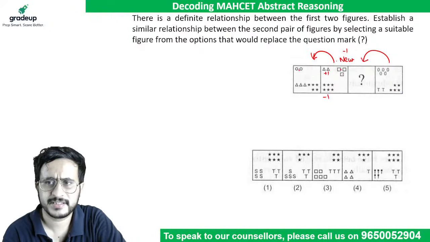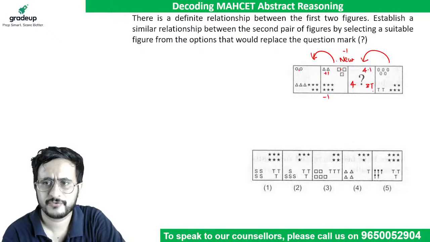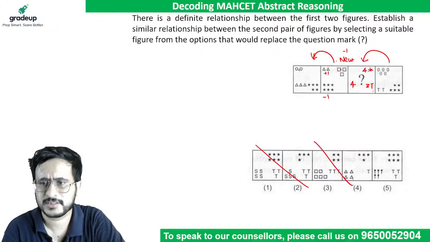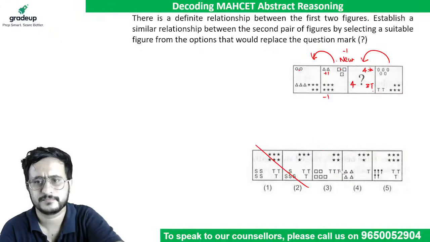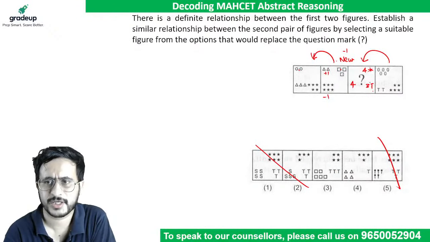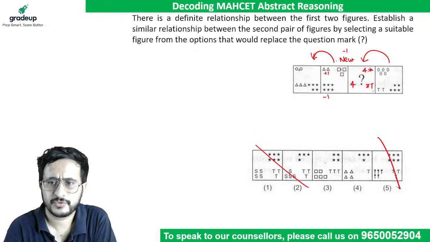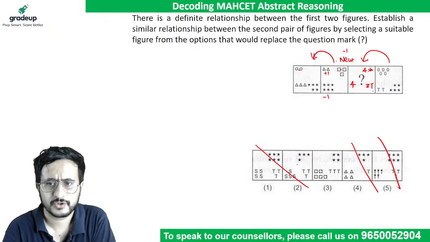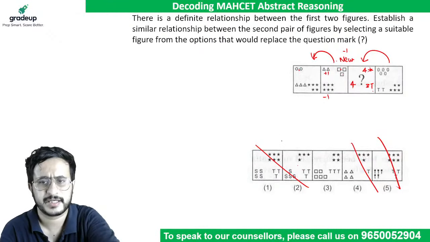So these zeros should be replaced by some image, and that should be 4 of that kind. There are 2 T's, so there will be 3 T's on this side, and there are 5 stars, so you will have 4 stars here. First of all, that will help you reject these options. You can easily reject these 2 options because these have 4 stars. Then there should be 3 T's, so you can eliminate this option as well. So you are left with 2 options, second and third.